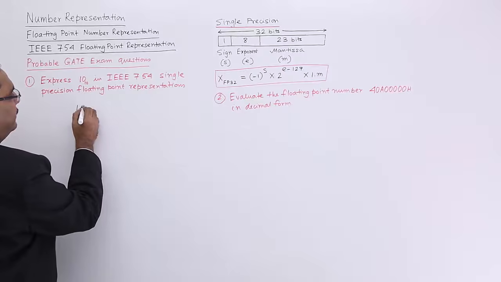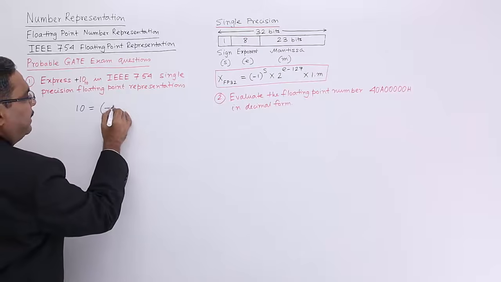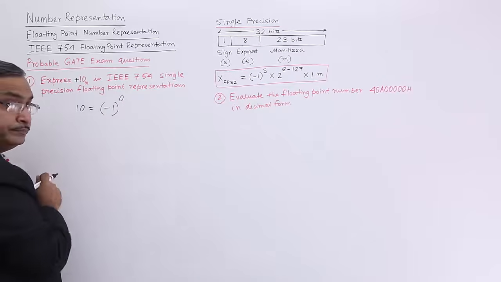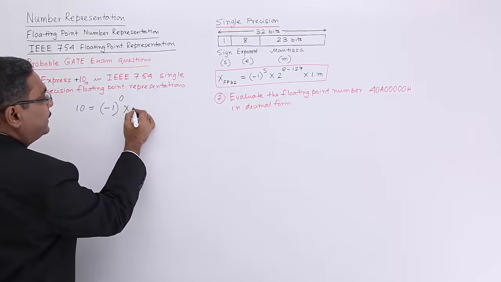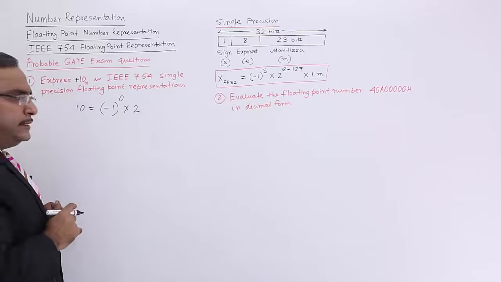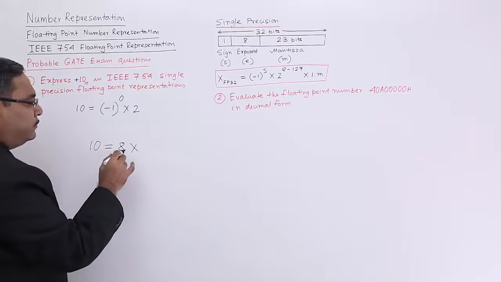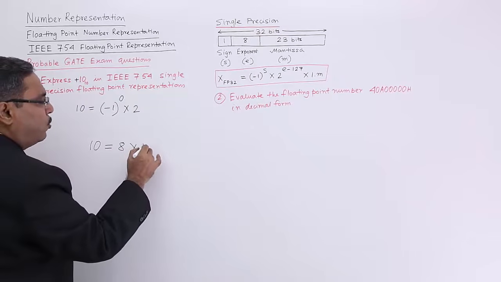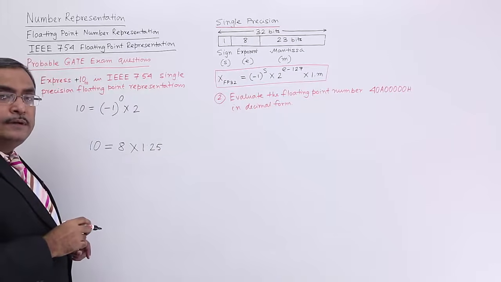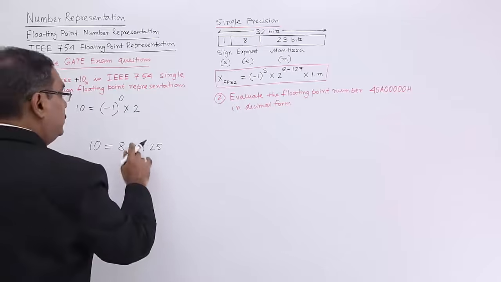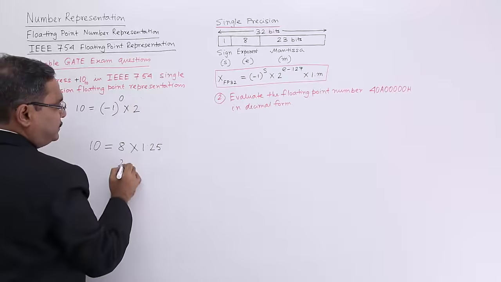You see, 10 is obviously a positive number, so I can write this as minus 1 to the power of 0. Anything to the power 0 means 1. In rough work, 10 means 8 into 1.25. Please check: 8 into 1.25 is equal to 10. Good. Now how to write 8? 8 means 2 to the power of 3.